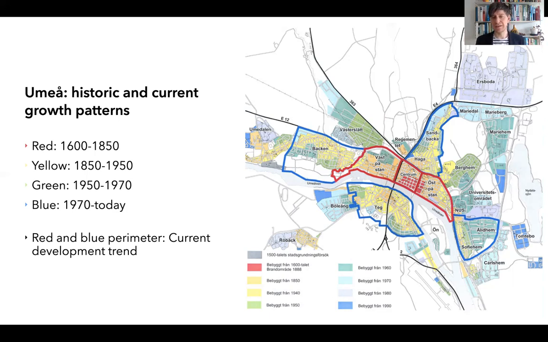What has a perimeter in red and blue is the current development trend. So the city is now trying not to continue expanding using more and more virgin land, but to densify the most central and most attractive parts of the city. So this is showing both how the city developed physically during history, but also what is happening right now. Which is also something that we would like you to map during the workshop, what is happening right now.